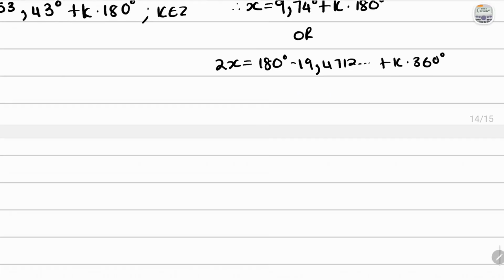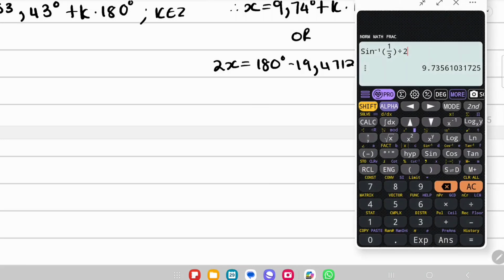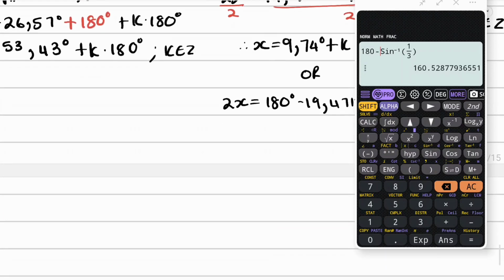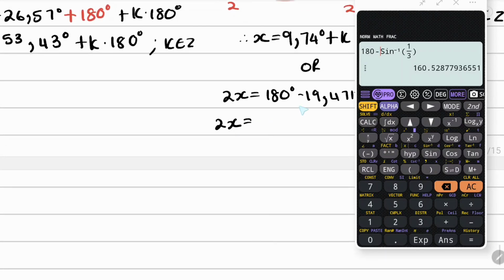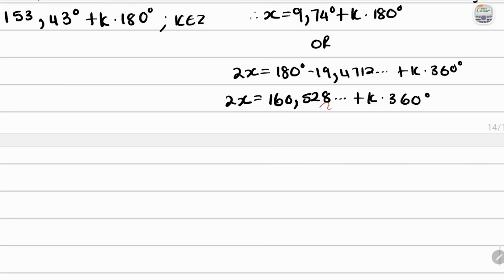Then we're here. So you first have to say 180 degrees minus the 19.47. So you can remove that 2 so that you have this, and then say 180 degrees minus that number. Shift sine of 1 over 3, because that is the 19.47 that we have there. So 2x, first of all, is equal to, we're just solving for that first. It's 160.528. Again, I'm not rounding off yet. Then I still say plus k of 360 degrees. And now we can divide. So divide both sides by 2 to get rid of the 2.